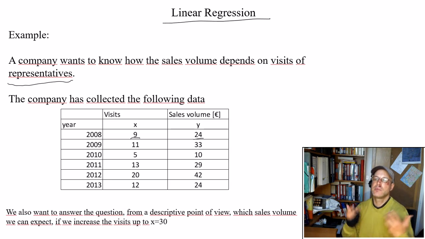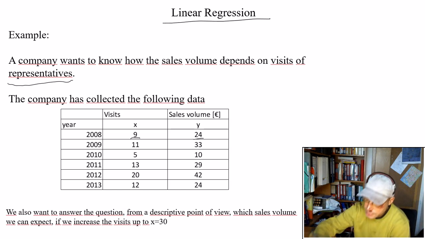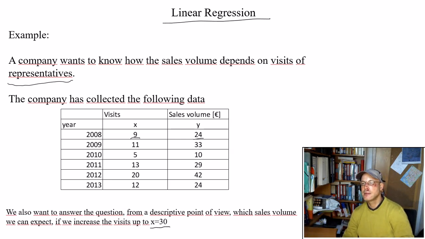Well, and now I can pose the question. If I look just at this table, I can more or less identify a qualitative dependence: the more visits, the higher the sales volume. And now I want to have a quantitative answer from my historical data. If I really potentially increase my visits up to 30 visits, what could I expect for the sales volume, using my historical data?